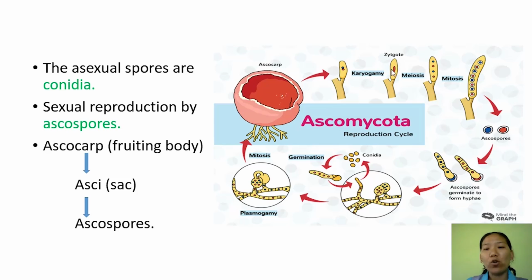the formation of the zygote. The zygote is 2n. The zygote will undergo meiosis, resulting in the formation of 4 haploid spores, and each haploid spore undergoes mitosis to give 8 spores. These haploid spores are the ascospores. So these ascospores are produced in the fruiting body called the ascocarp.